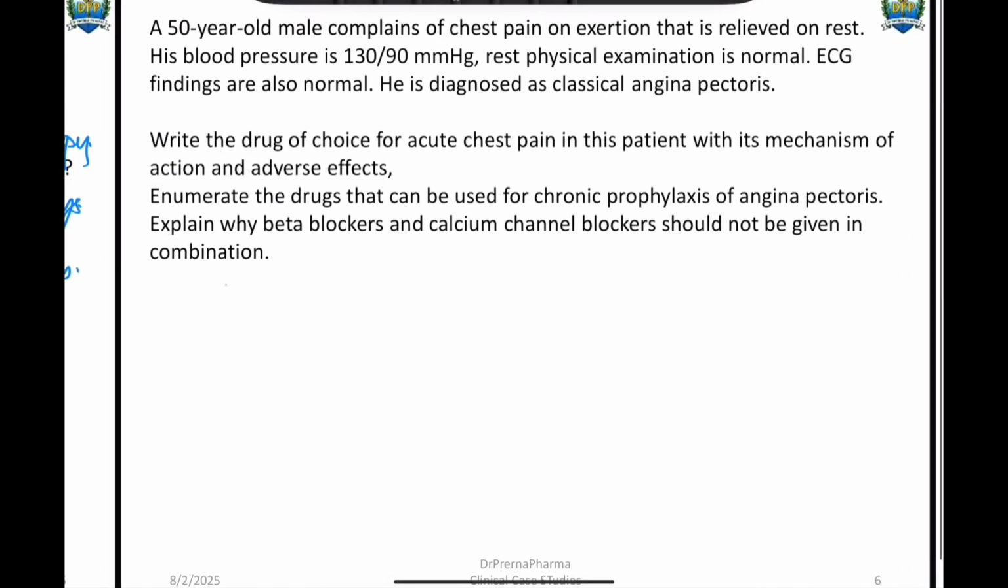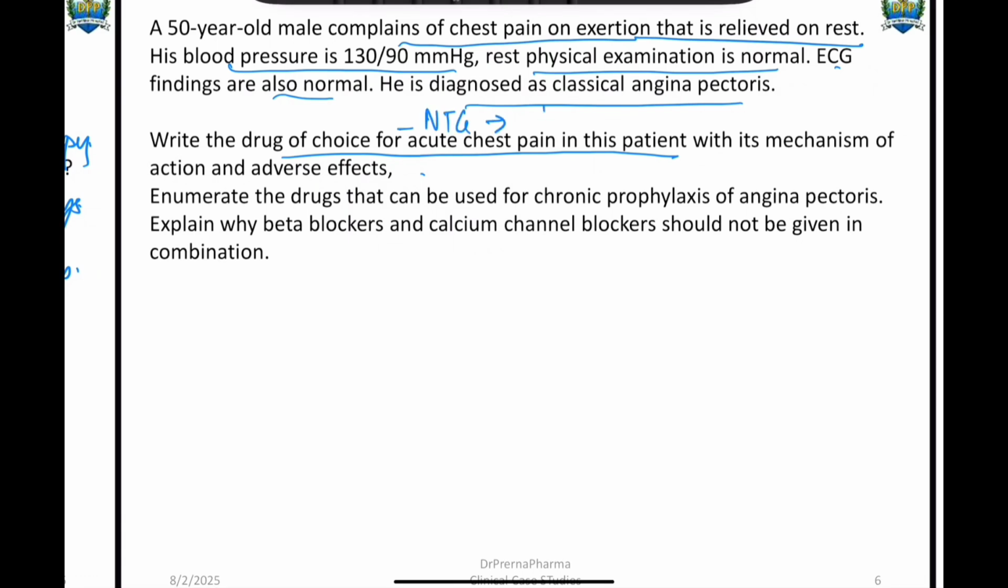Coming to the next question. A 50-year-old male complains of chest pain on exertion, relieved on rest. Blood pressure is 130/90. Rest of the physical examination is normal. ECG findings normal. Diagnosed as classical angina pectoris. Now write the drug of choice for acute chest pain in this patient with its mechanism of action and adverse effect. So the drug of choice for acute pain is nitroglycerine. And how does it act? It causes release of NO, which causes dilatation, and it also reduces the preload and thus reduces the chest pain.